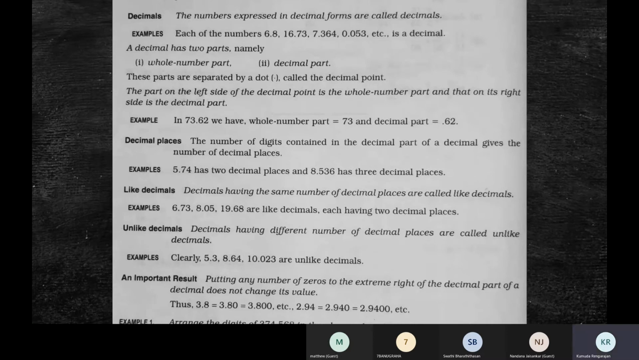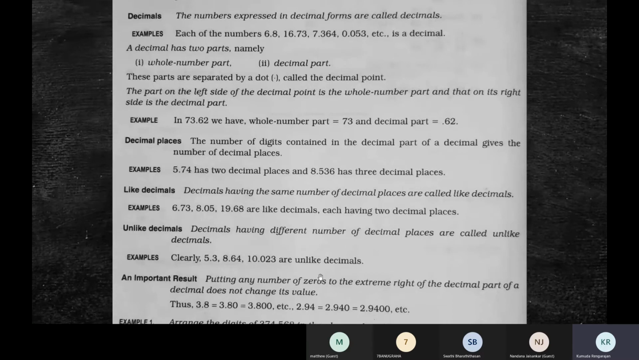You should tell me if you understood or not. Yes, ma'am. Understood, ma'am. Do we understand decimal places, children? The number of digits after the decimal point. Okay, so in these three examples, these three decimals have the same number of decimal places. Two decimal places they have, so they are like decimals.